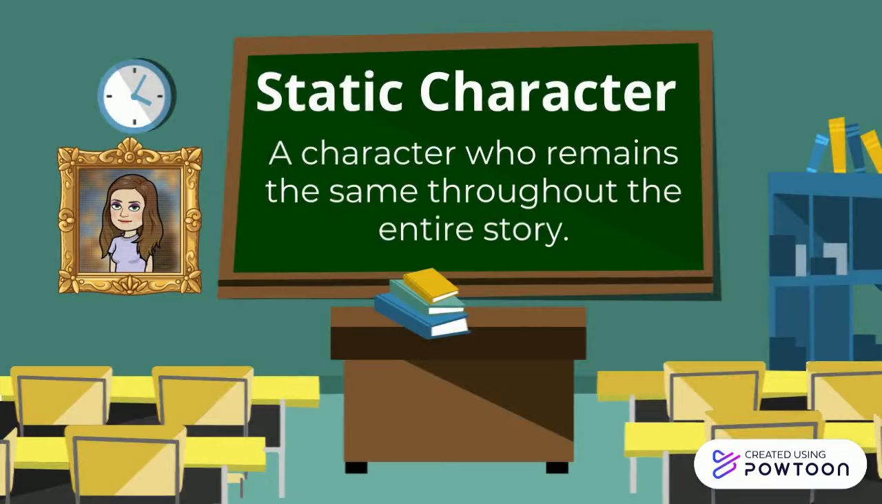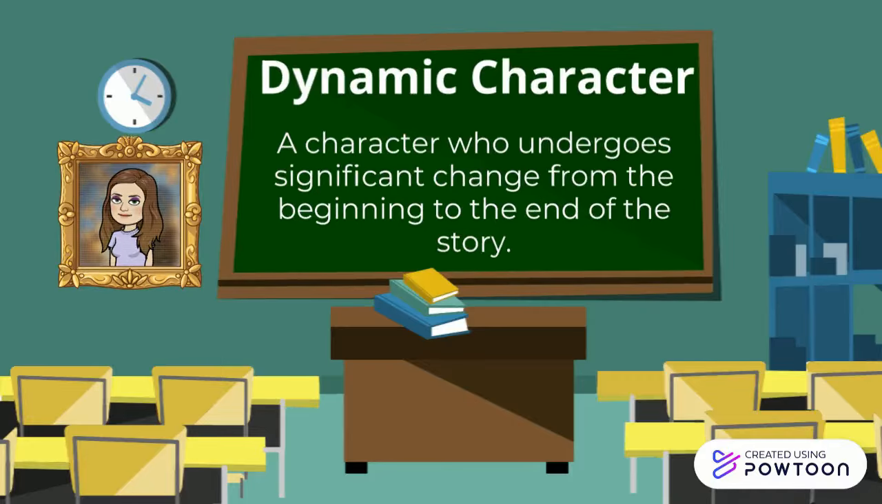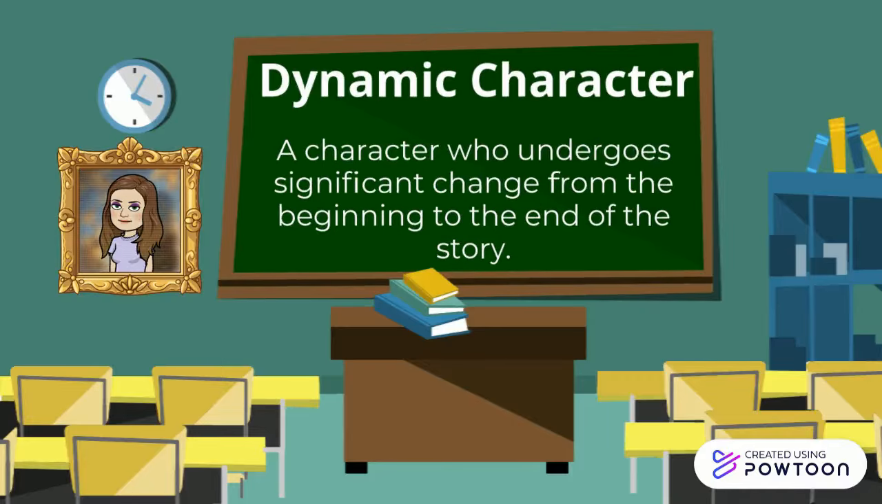No matter if your character is a protagonist or an antagonist, they could fall into one of two different types of character categories. The first is called a static character. This is a character who remains the same throughout the entire story, from the beginning to the middle to the end. The next type of character you'll see in a story is called a dynamic character. This is a character who undergoes a significant change from the beginning to the end of the story.